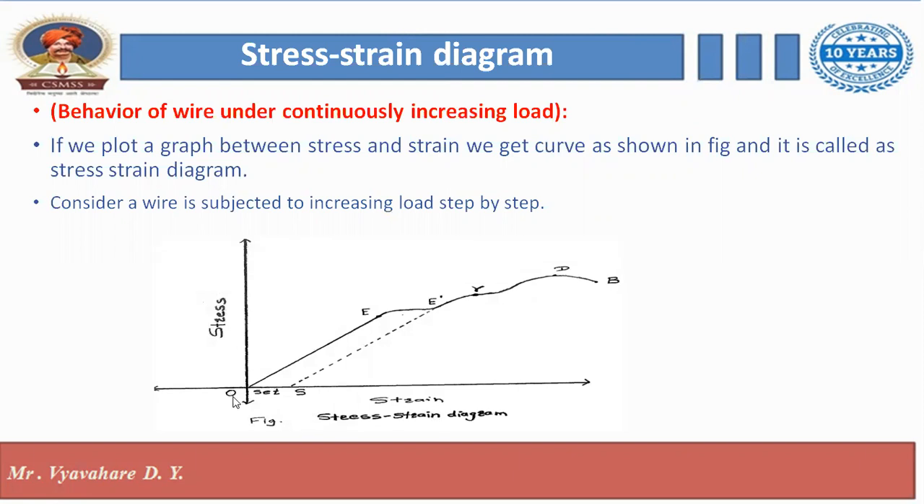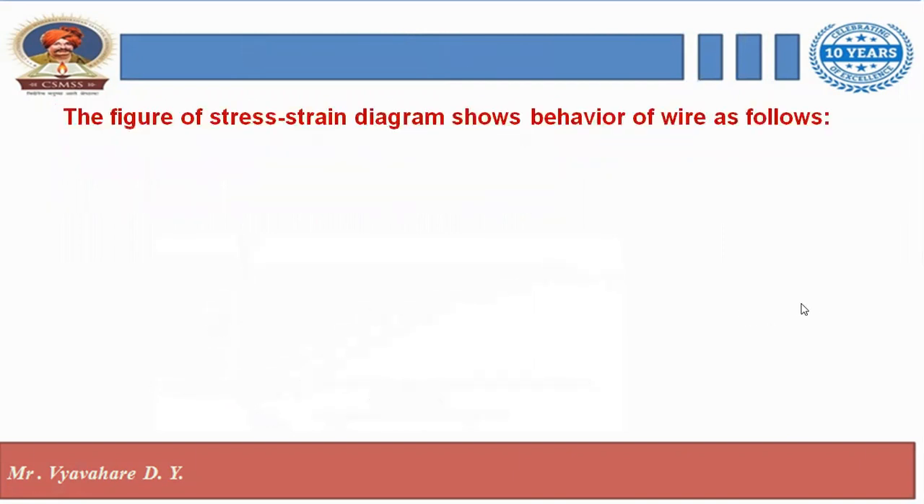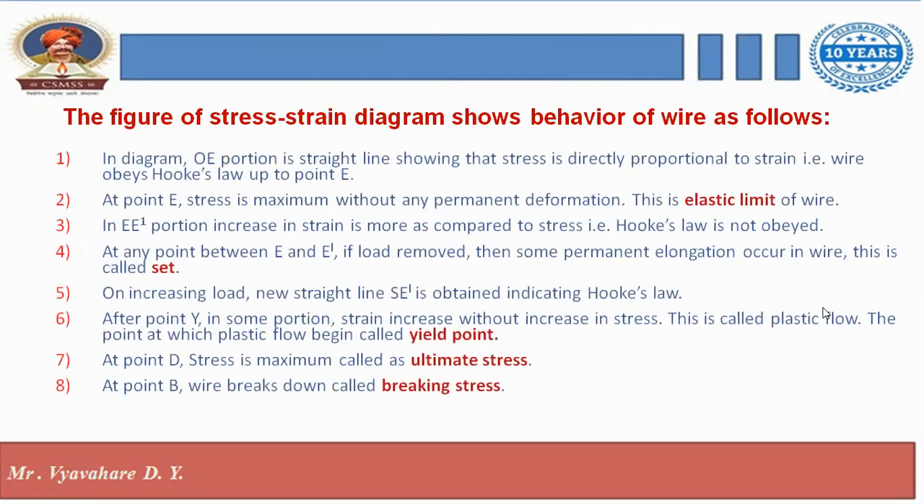So O is the origin point, the center point. Lines start from O to E. That follows Hooke's law. We can give the details. That is what is in the figure actually. So the OE portion is a straight line, showing that the stress is directly proportional to strain. That is, the wire obeys Hooke's law.